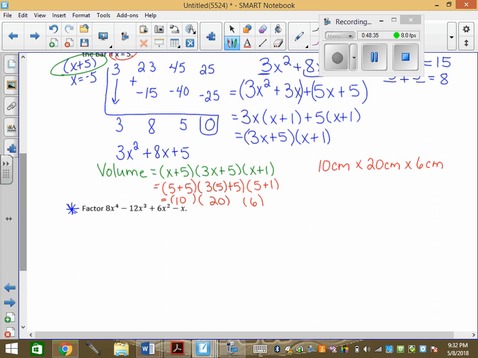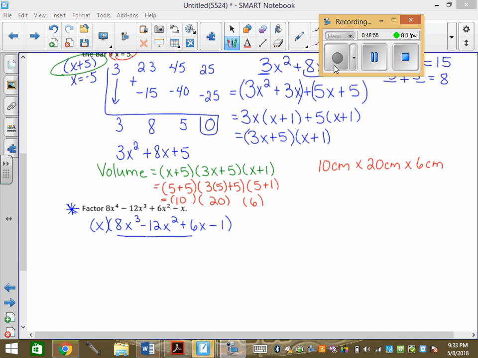So we're going to take an x out, and we're going to be left with 8x cubed minus 12x squared plus 6x minus 1. And now we already have a factor. One of our factors is x. Don't forget about that one. Okay? And then we're going to do synthetic division with the other one.